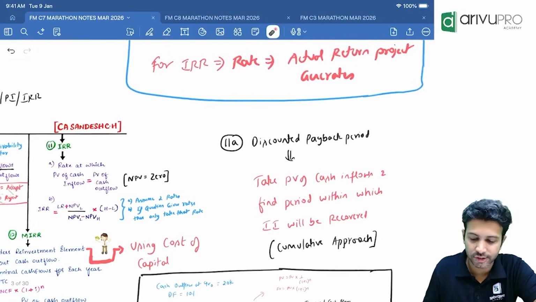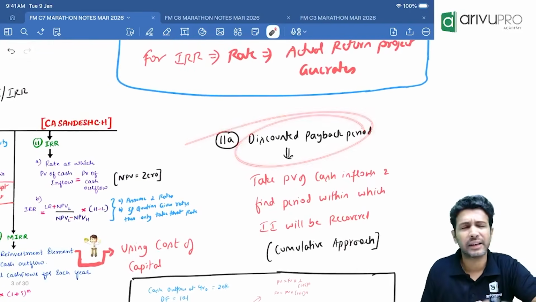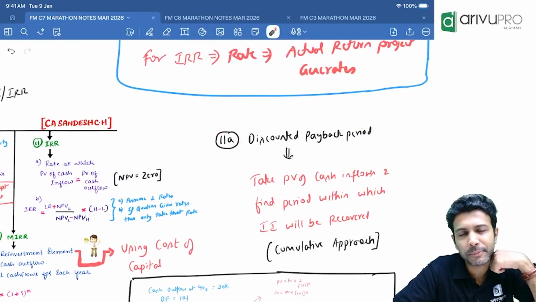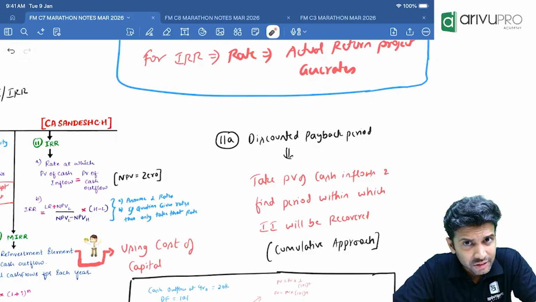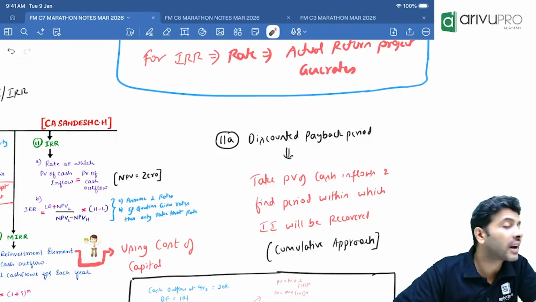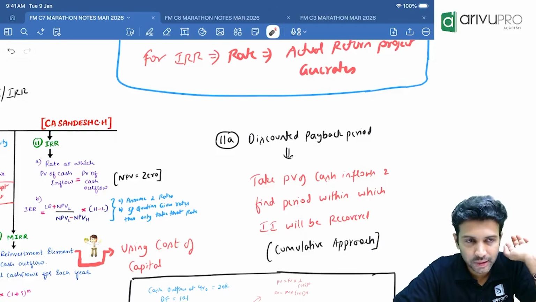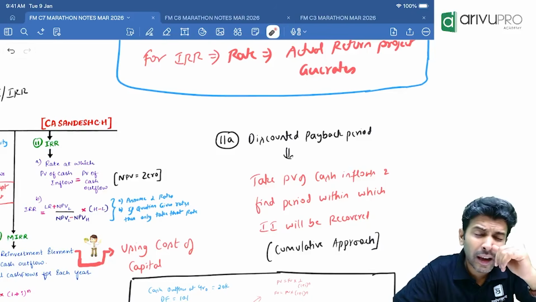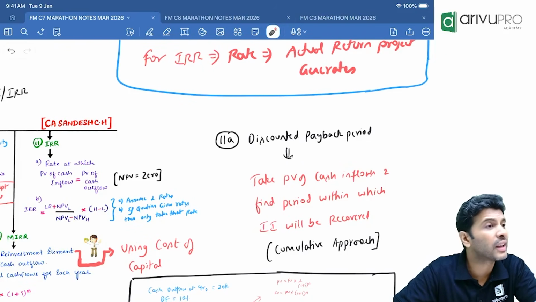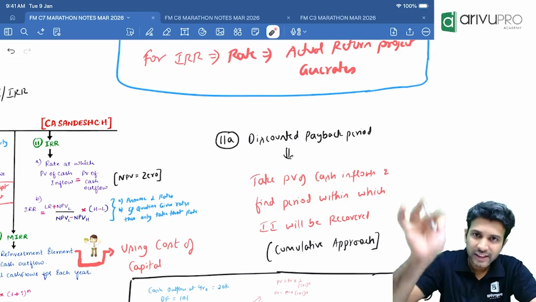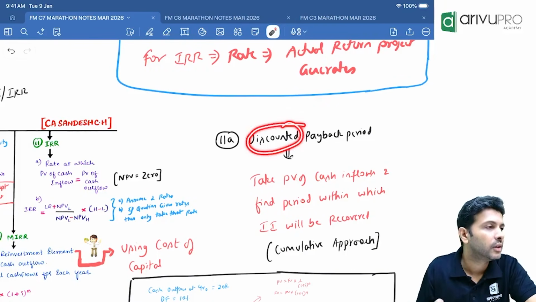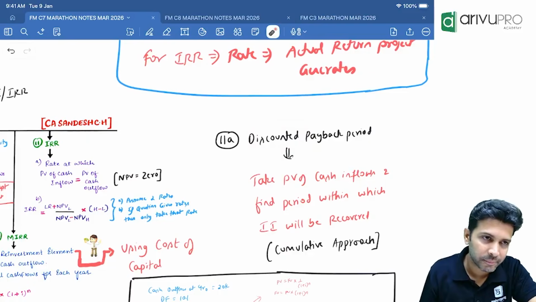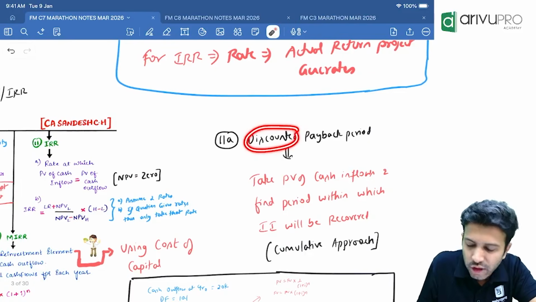Okay. Next, discounted payback period. People, we already calculated the payback period. What does payback period mean? In how many months or in how many years we will recover our initial investment. Now, one of the drawbacks of payback period or ARR is that they ignore the time value of money. That particular disadvantage has been sorted out by which method? Discounted payback period. The name itself is saying discounted payback period.